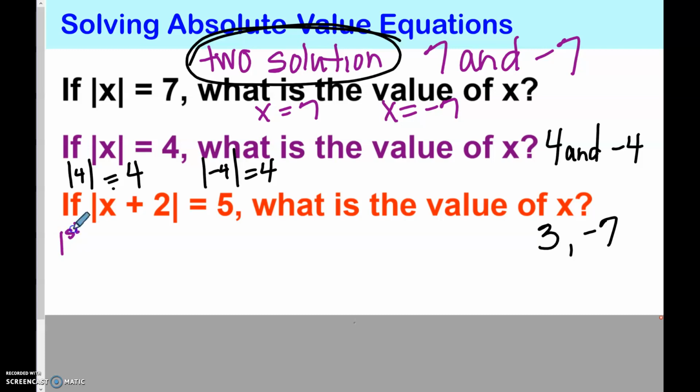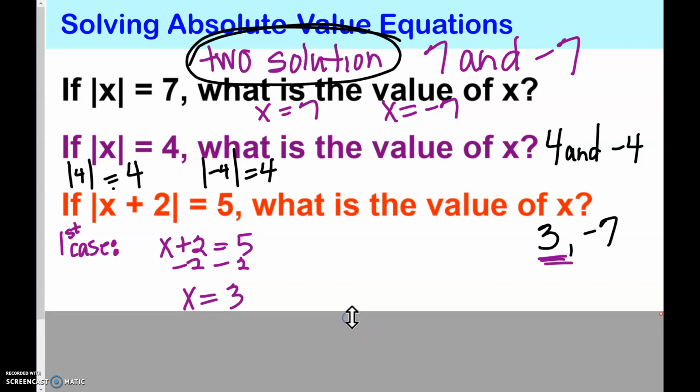So the first case is exactly what you see without the absolute value. So we write x plus 2 equals 5. And we go ahead and solve this. Subtract 2, so x is 3. And that's the first answer that you guys got right off the bat over there.